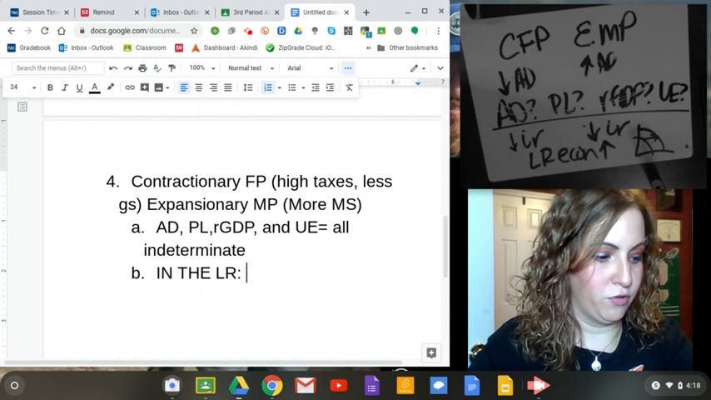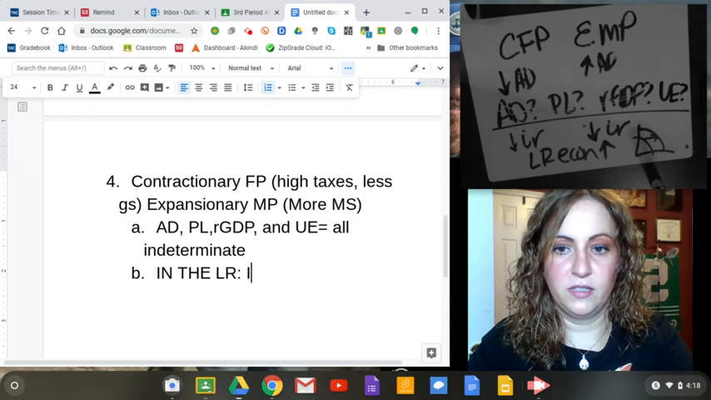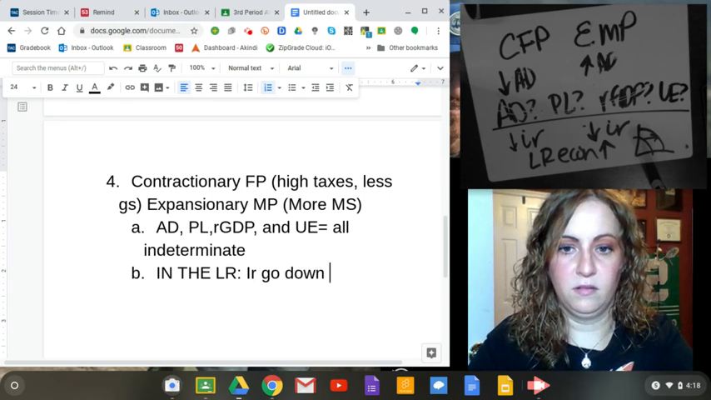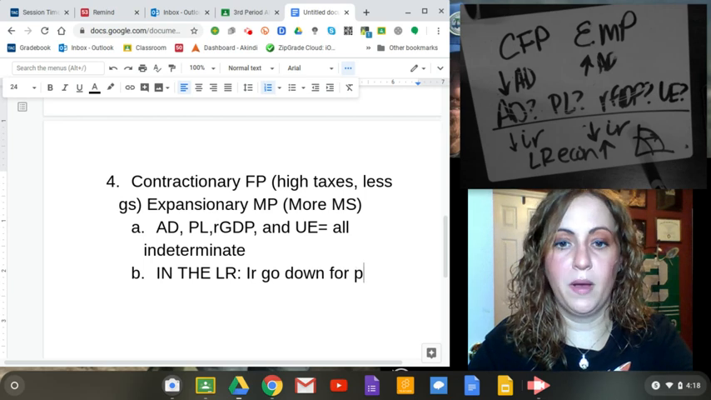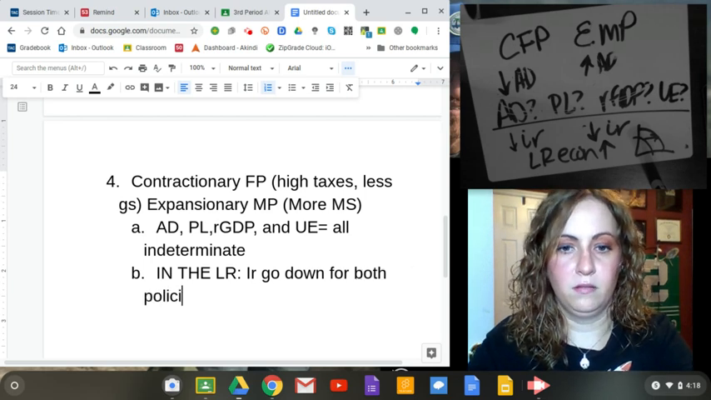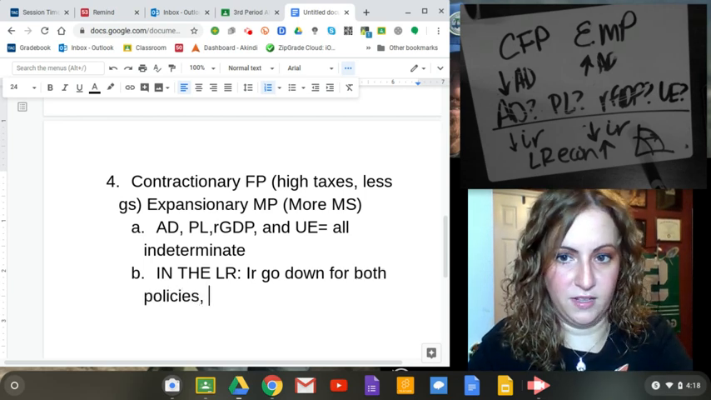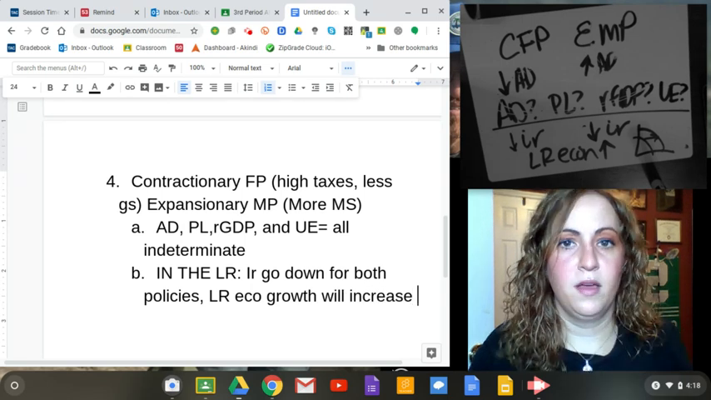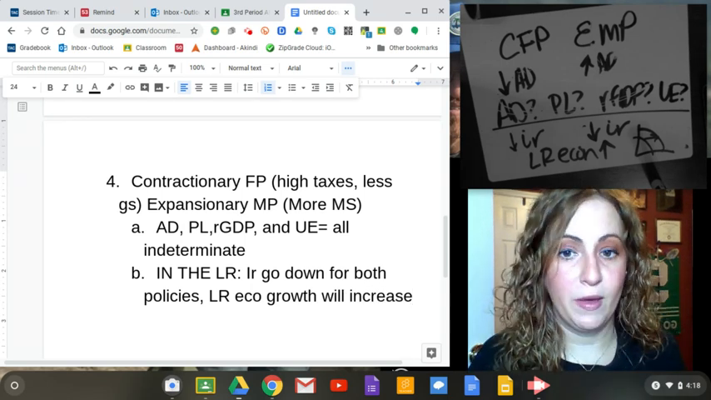So in the long run, interest rates go down for both policies. And because of that, the long-run economic growth will go up. And the PPF curve will shift to the right and everyone will be better off.